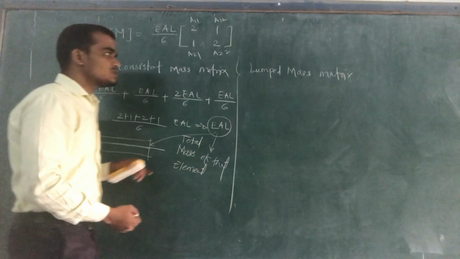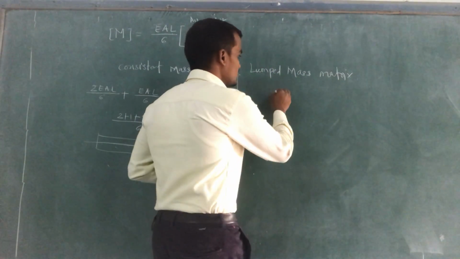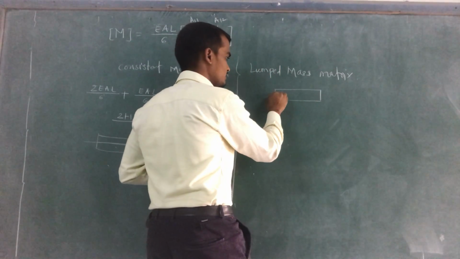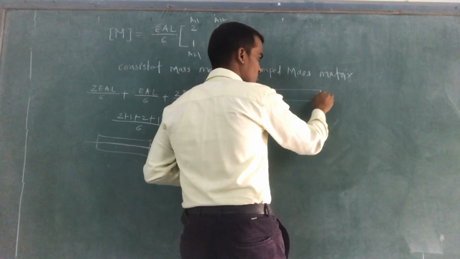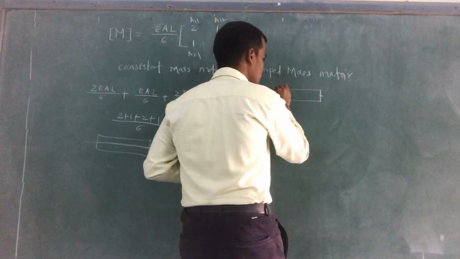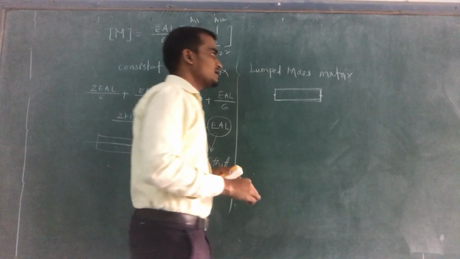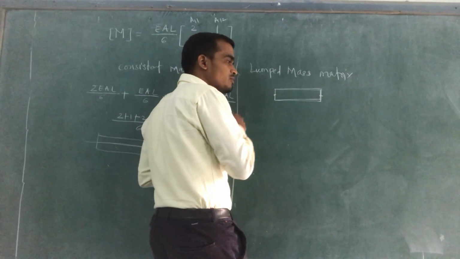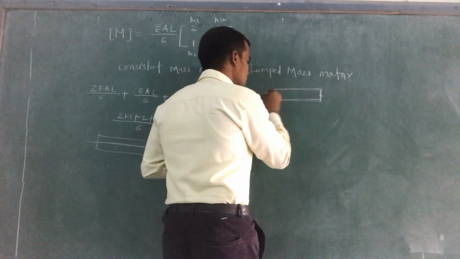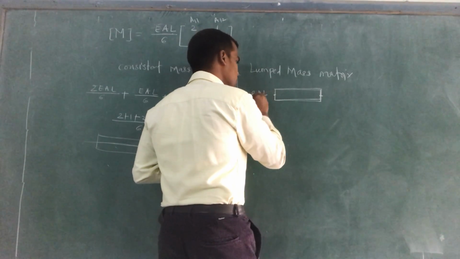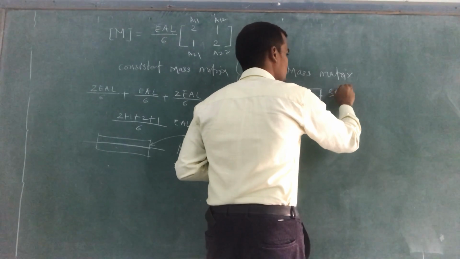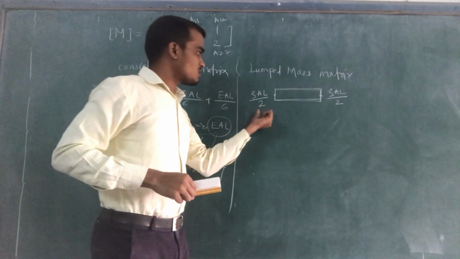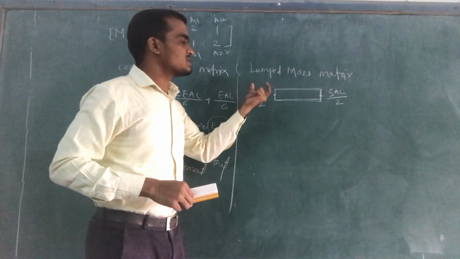And the second one is the lumped mass matrix system. If the mass is distributed over the end nodes only, then such a system is known as a lumped mass matrix system. It means it is distributed like that: rho into A into L divided by 2 and rho into A into L divided by 2. If such a condition is occurring, then this is called a lumped mass matrix system.